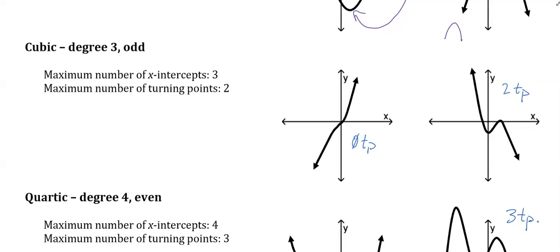What are the possible x-intercepts for this? So again, we said you could have 0 turning points for a cubic or 2, but not 1. What about x-intercepts? You could have a max of 3. We see an example here of one that has 3. It clearly crosses 3 times. So you could have 3, that's the max.